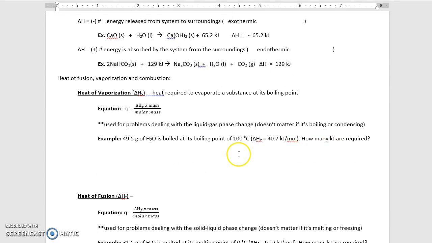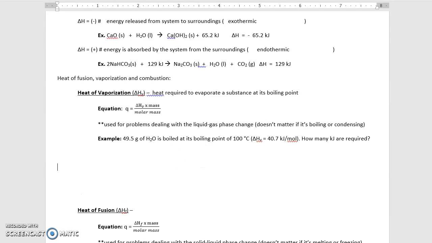So we've got 49.5 grams of water is boiled at its boiling point, 100 degrees Celsius. Again, you're going to know that you're using the heat of vaporization equation because you do have that boiling point in here. Your delta HV value is given to you. That's specific for water. And you want to know how many kilojoules are required, which means that you need to solve for your Q value. Okay, so using your equation, Q equals delta HV times the mass divided by the molar mass.